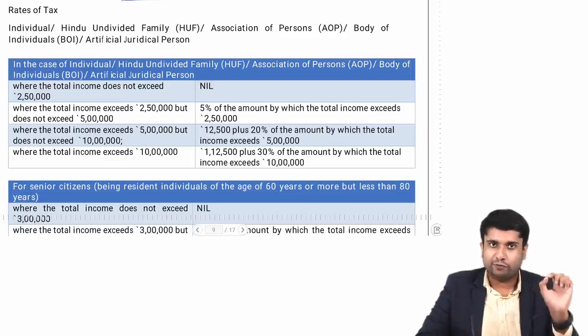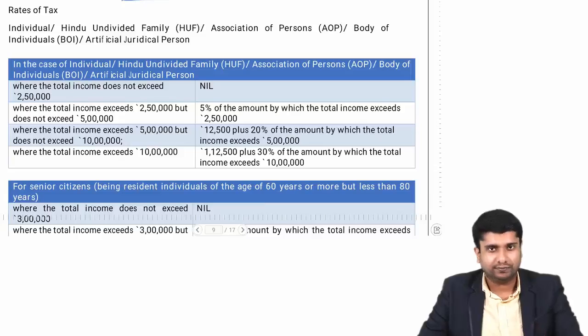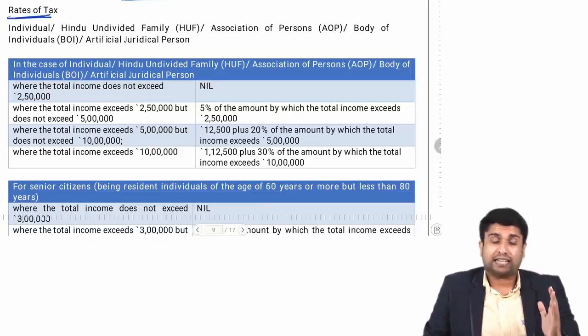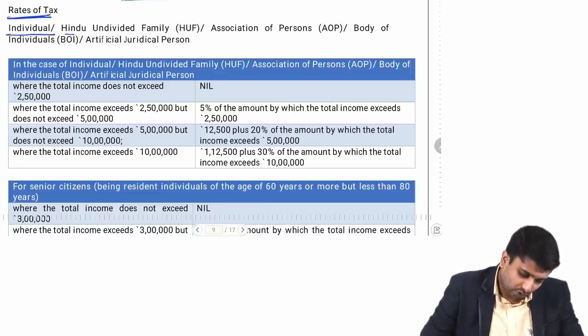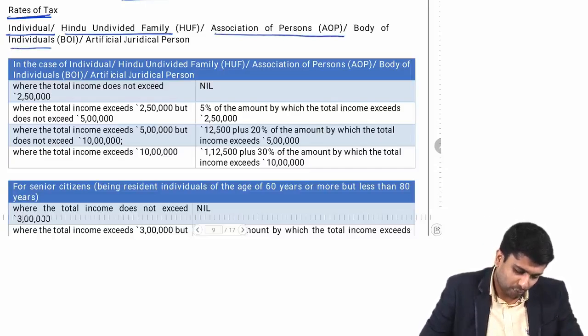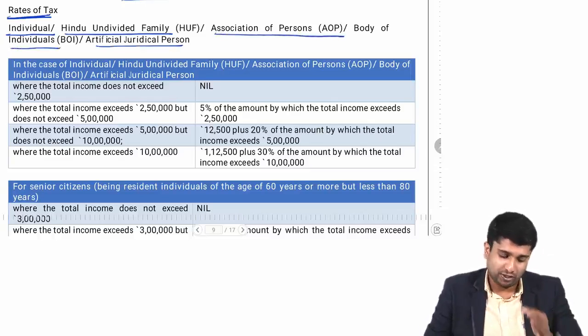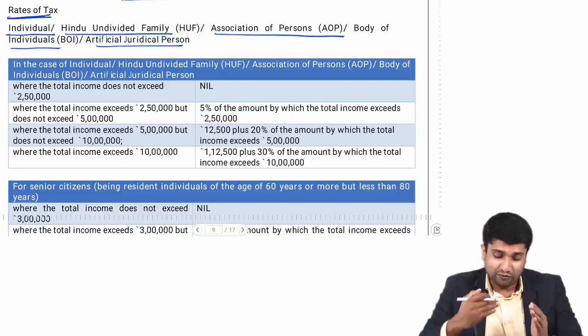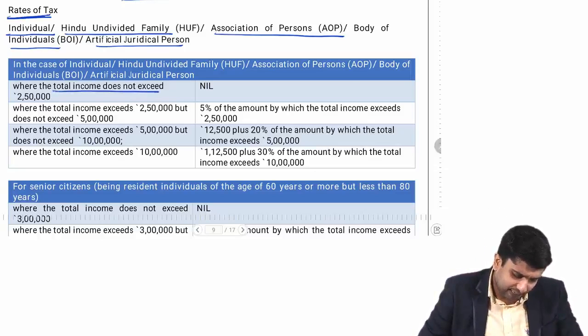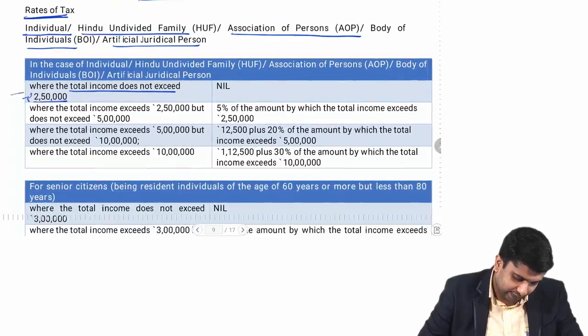For the time being, if you are able to find out the total income, then what is the rate of taxes? That's what we are going to learn, starting with the rate applicable for an individual or HUF, that means Hindu Undivided Family, or association of persons, or body of individuals, or an AJP, artificial juridical person. If you are an individual or HUF or AOP or BOI or an AJP, then the rate will be as follows. Starting with, where your total income does not exceed rupees 2,50,000.